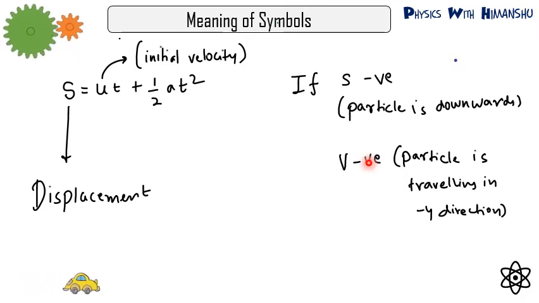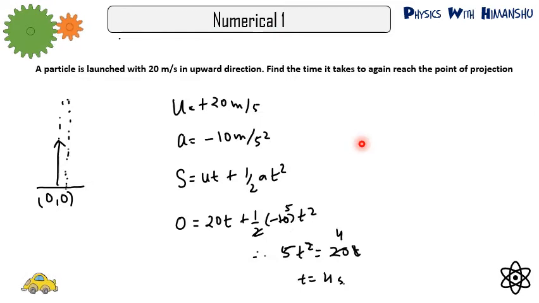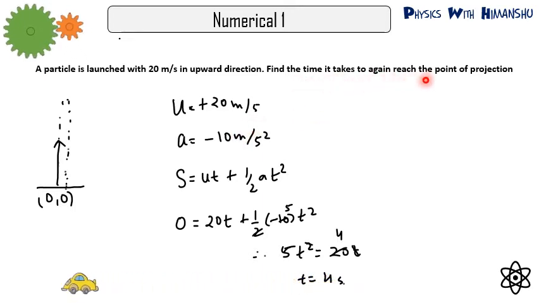Now, how to use all these concepts while solving numericals? So the first, if you see, a particle is launched with 20 meter per second in upward direction. So u will be plus 20, because the particle is launched in upward direction and upward direction is positive. Find the time it takes to again reach the point of projection. Now acceleration will be minus 10, because acceleration is always downwards.